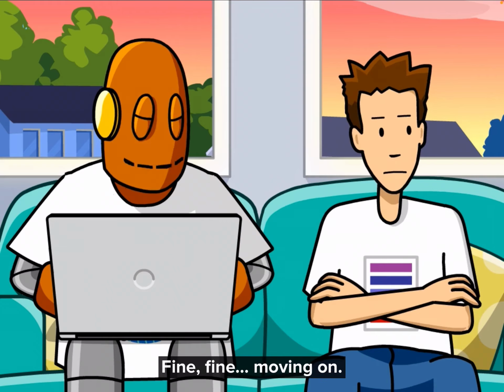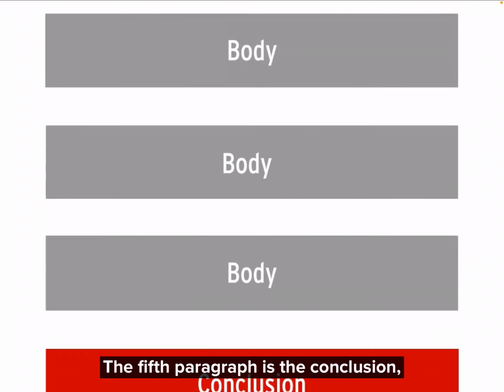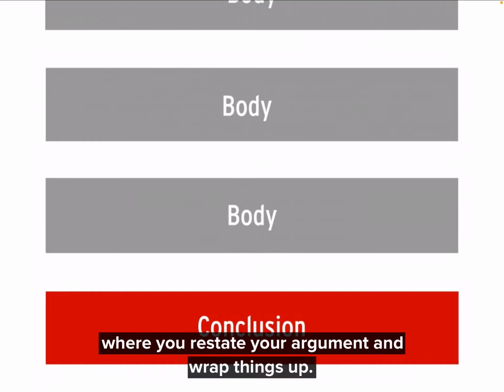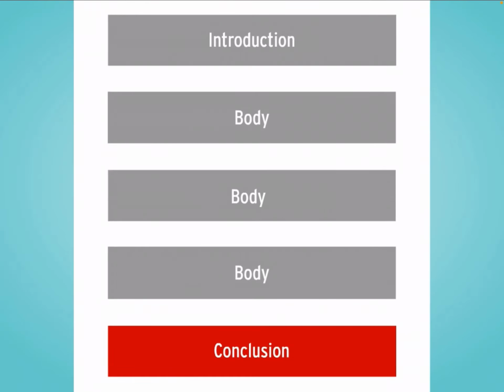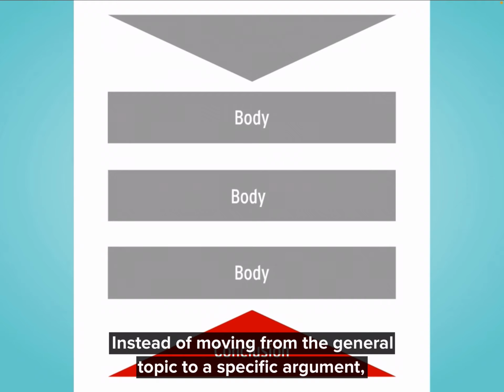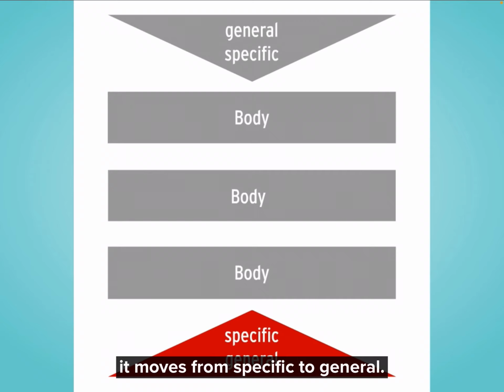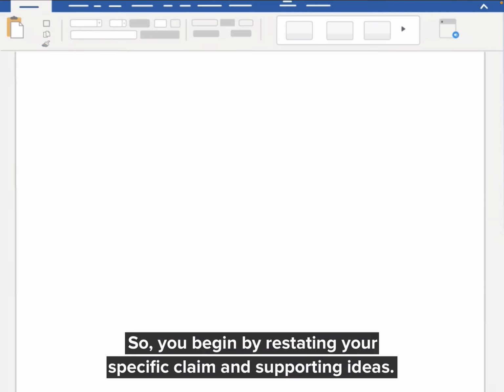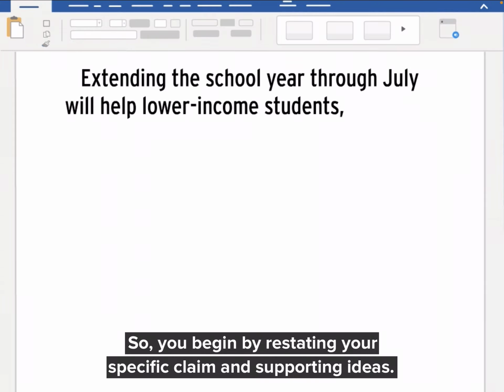Fine, moving on. The fifth paragraph is the conclusion, where you restate your argument and wrap things up. The conclusion has the reverse structure of the introduction. Instead of moving from the general topic to a specific argument, it moves from specific to general. So you begin by restating your specific claim and supporting ideas.